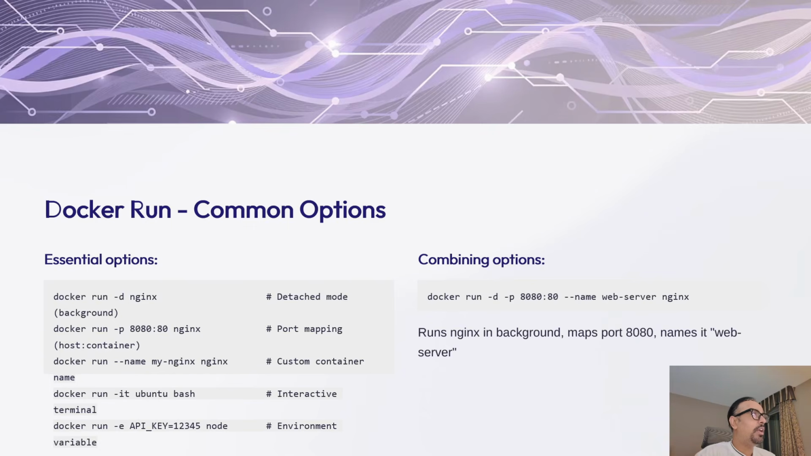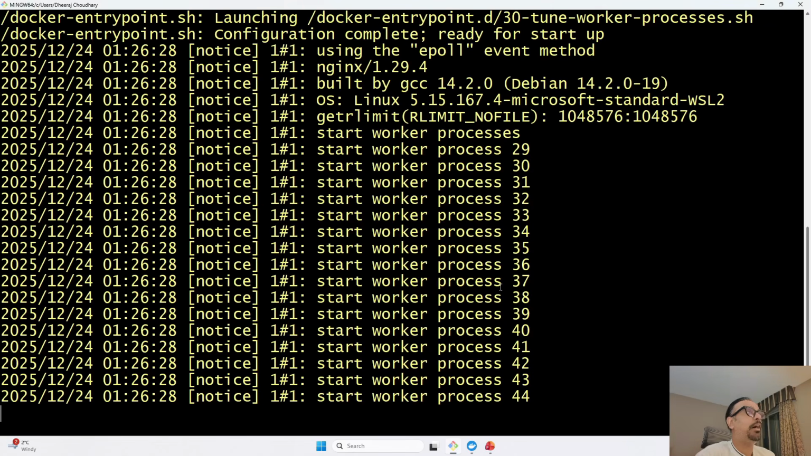Now let's talk more about docker run. As I said, docker run is really powerful, but it becomes more powerful with options. The first option that you see on the screen is docker run -d nginx. It runs the container in detached mode, meaning it runs in the background and returns control to your terminal. Without this, the container runs in the foreground and locks your terminal. That is what has happened over here. You can see my terminal is locked because it is running in the foreground instead of the background.